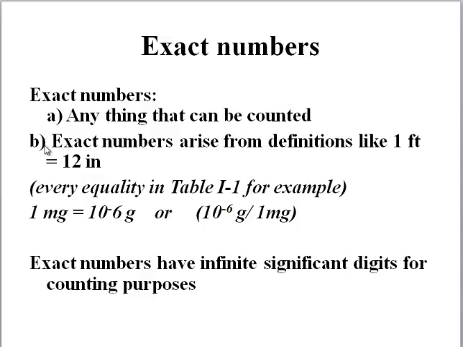Exact numbers in this course arise from definitions like 1 foot equals 12 inches, or for every equality in table 1, for example, 1 milligram is 10 to the negative 6 grams, or a conversion factor made from that equality, 10 to the negative 6 grams over 1 milligram. This is an exact relation. This conversion factor is an exact number. Exact numbers have infinite significant digits for counting purposes.